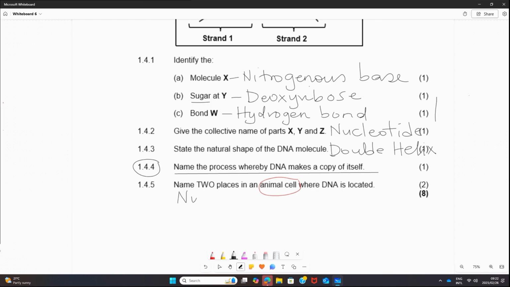Let me write it here. Nucleus and mitochondrion. You don't have to write chloroplast in this case because chloroplast is not in animal cells. It's only in plant cells. And this is the end of the question.